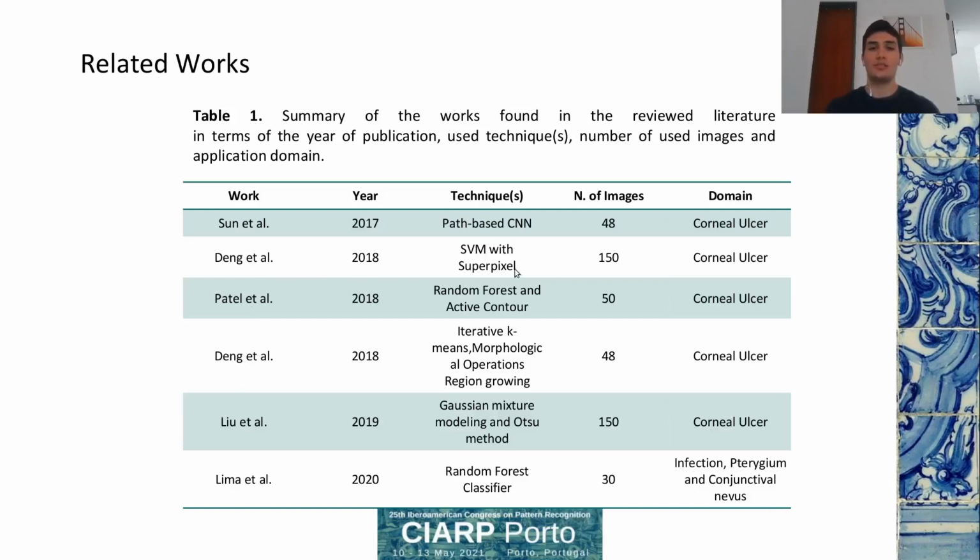which used an SVM with superpixels to segment corneal ulcer images with a data set of 150 images, which was also the number of images used in the work of Liu et al. from 2019, also applied to corneal ulcer segmentation.